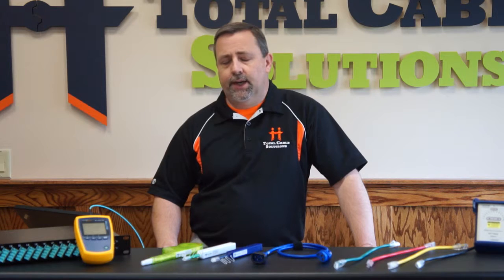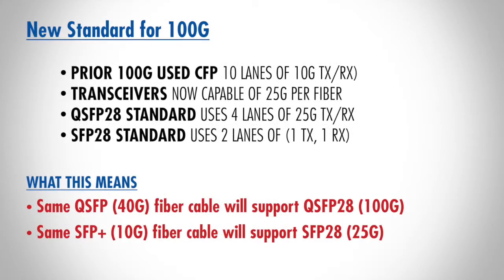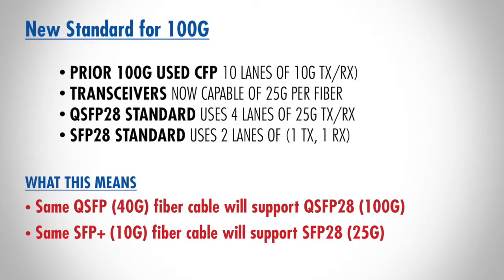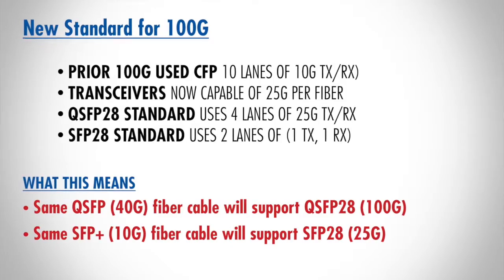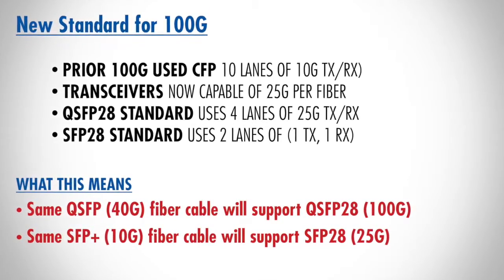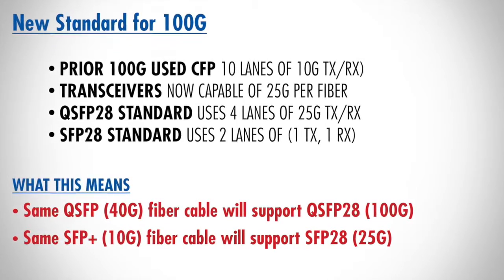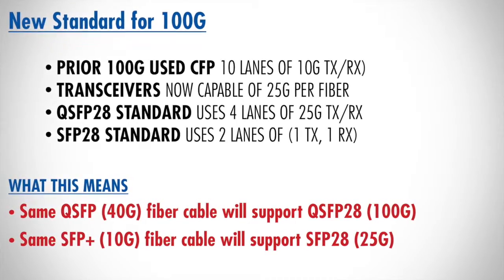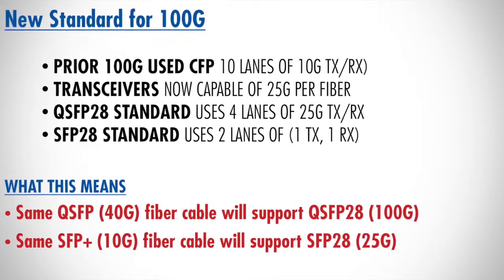There's actually a new standard out there for 100 gig. Up until today, 100 gig connections used the CFP approach, which meant that you had to have 10 lanes or 10 fibers of 10 gig transmit and 10 lanes or 10 fibers of 10 gig receive. And that required using the rather expensive and more complex 24 fiber MTP connector.